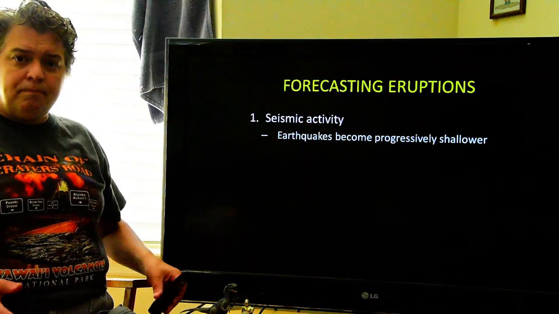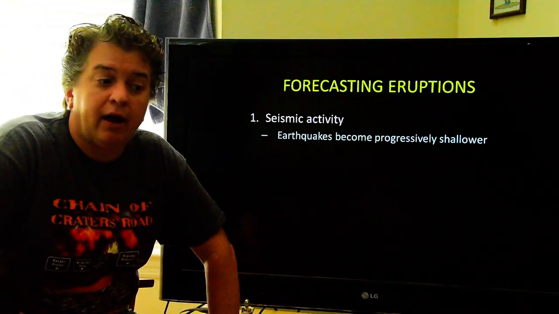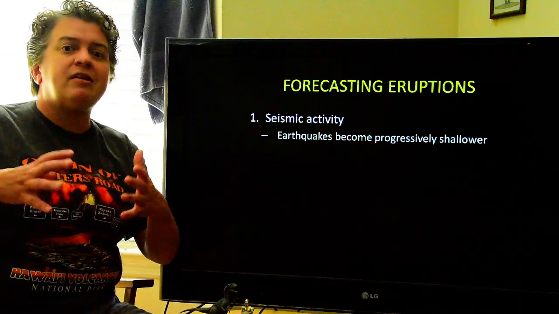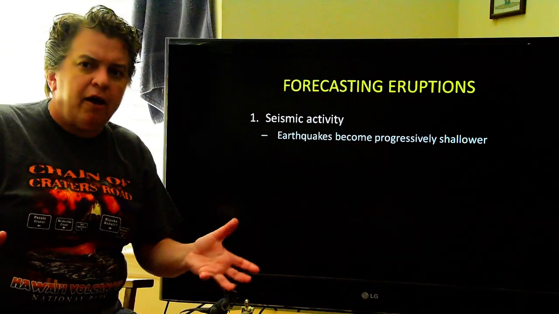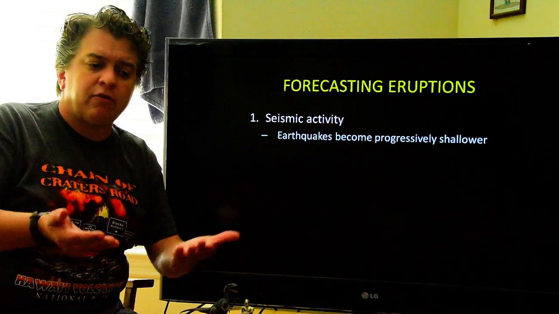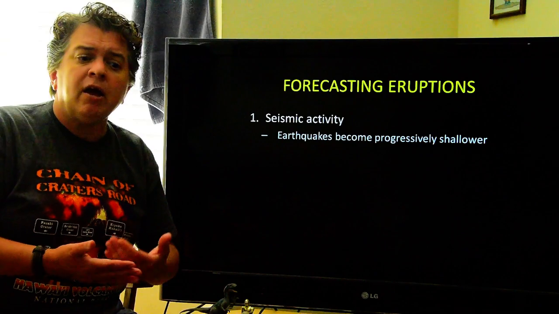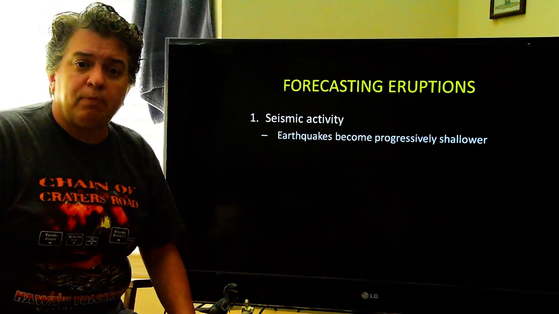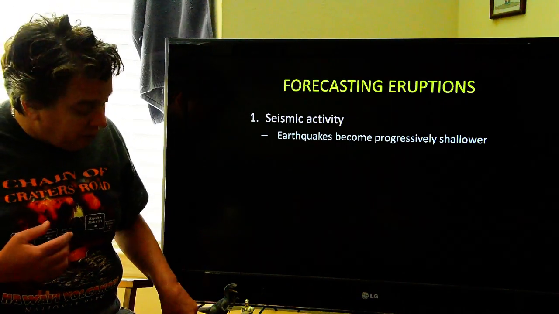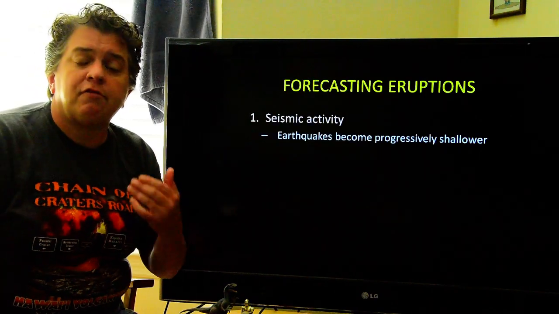All right, so obviously, we want to be able to figure out when one of these eruptions is going to happen. Because these eruptions can be devastating, even if they're not deadly, even if they're just one of those effusive eruptions like in Hawaii. If you have a home that's going to be in the pathway of that lava flow, you want to know in plenty of time so you can get as much of your possessions out of the way. So volcanologists can look at many different things to forecast eruptions.